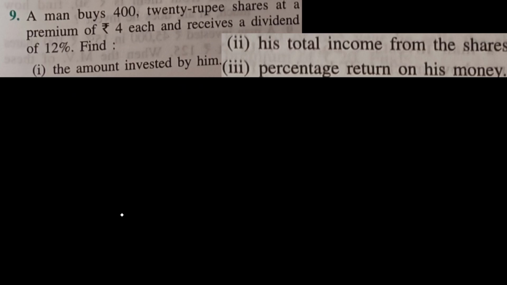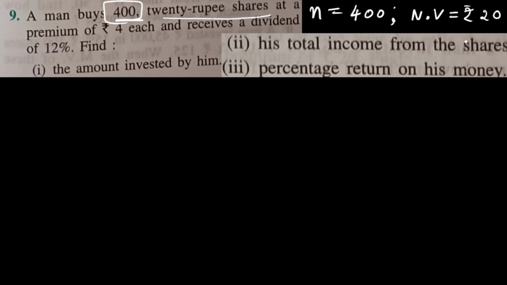Question number 9. I'm going to write the given things first. A man buys 400. See, 400 is just a number, so that means n is given to us. N is equal to 400. 20 rupee shares. It's written in words. So 20 rupee share means with the share some cost is given, and that cost is always the nominal value. So what is the nominal value given to us?